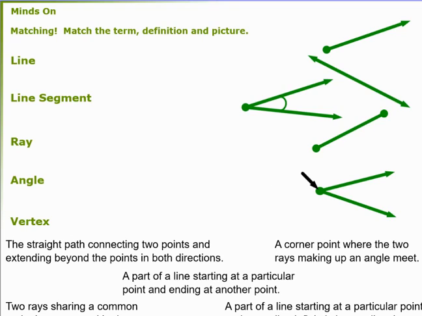Before we get started, we just want to review some terms and match their definitions and the pictures. So you could pause the video and try to do these on your own from what you remember from previous years, and then we'll take it up together.